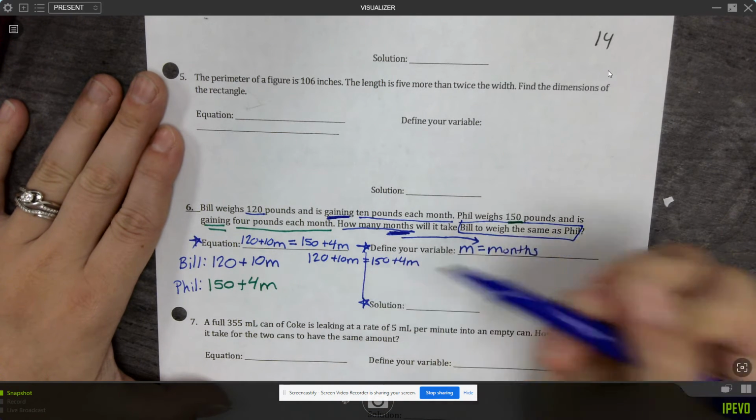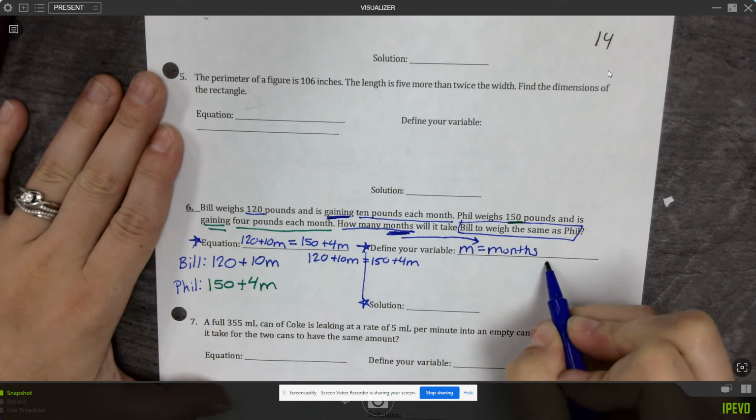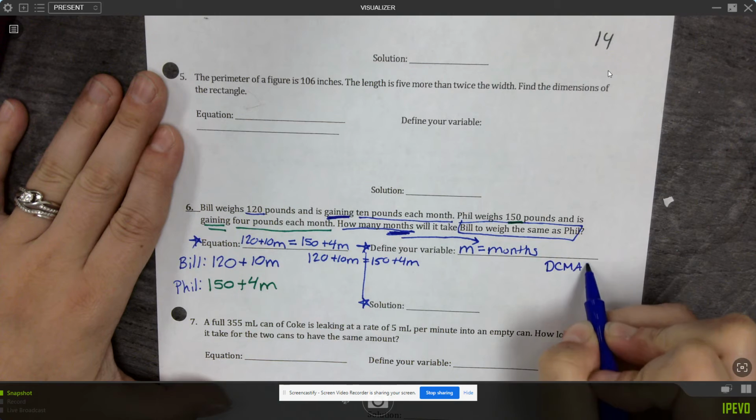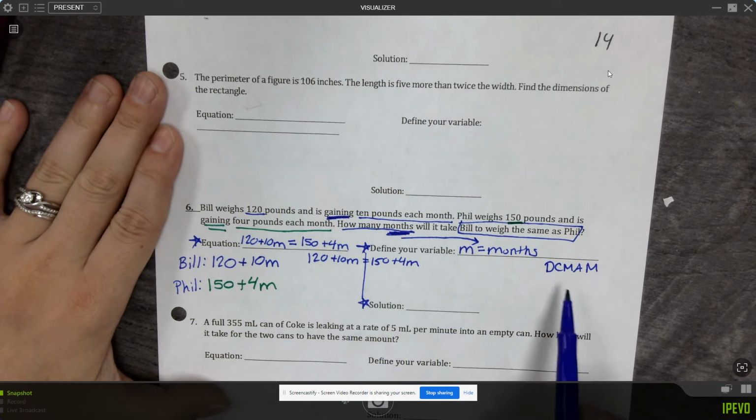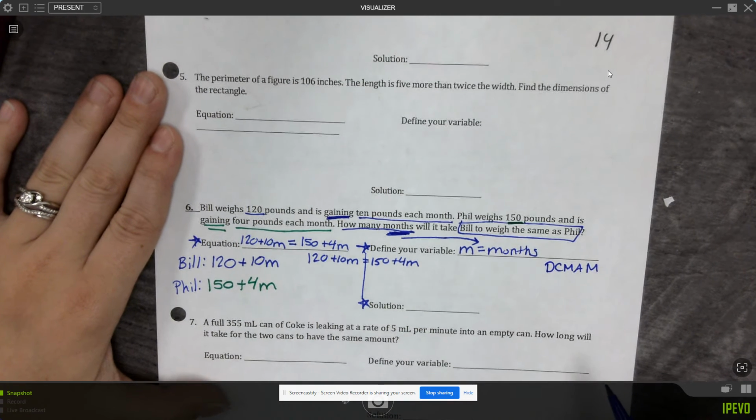Here's my line. From 2, 3, you should remember your "Don't call me after midnight." So to solve this equation, you're going to start with D, distribute, which I don't have any distributing to do in this problem. There's no sets of parentheses, so I can just X, that one's done.